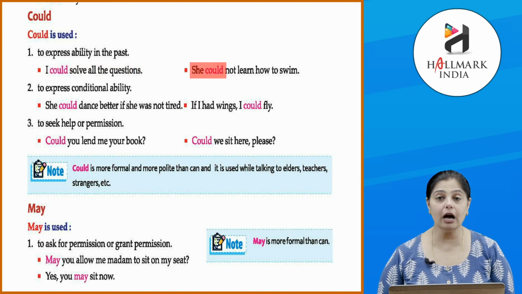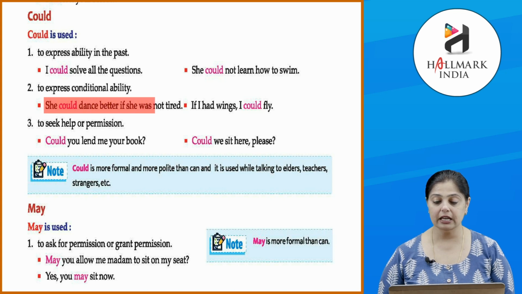She could not learn how to swim. To express conditional ability: she could dance better if she was not tired. If I had wings, I could fly.